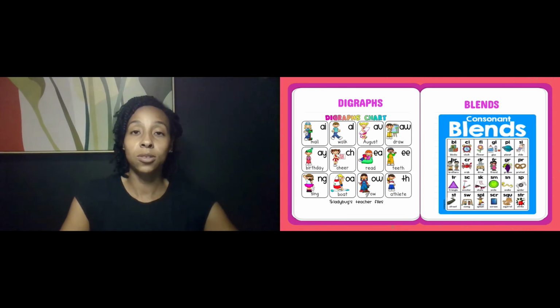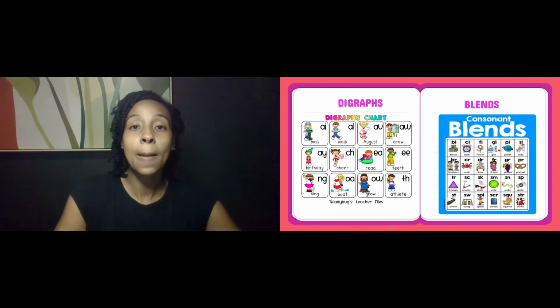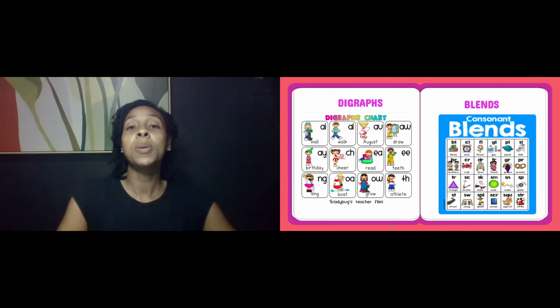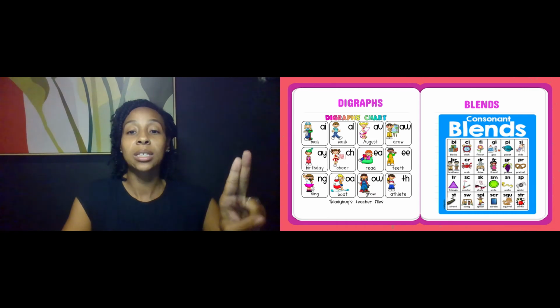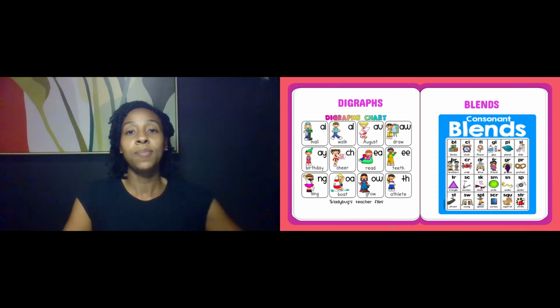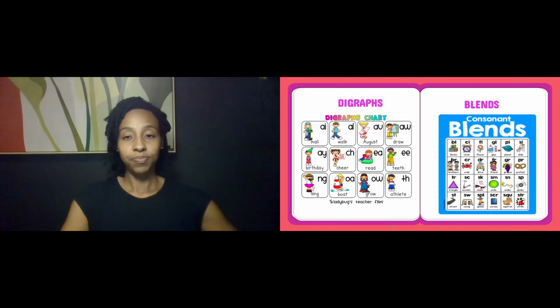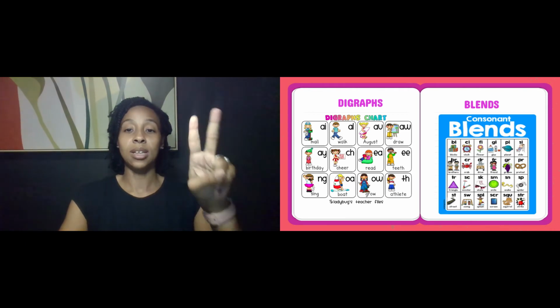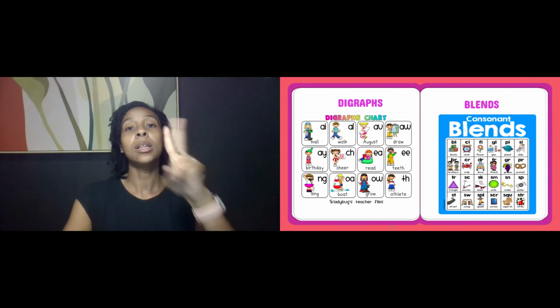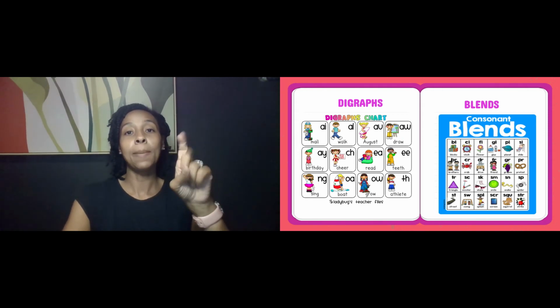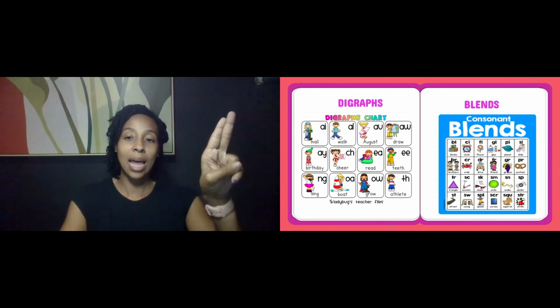If you take a look at the first one, we have B and L. But when we put them together, we get "bl," as in "blocks." They make one sound. I like to teach my students that we take the two sounds and put them together. B, l, b, l, bl, blocks.